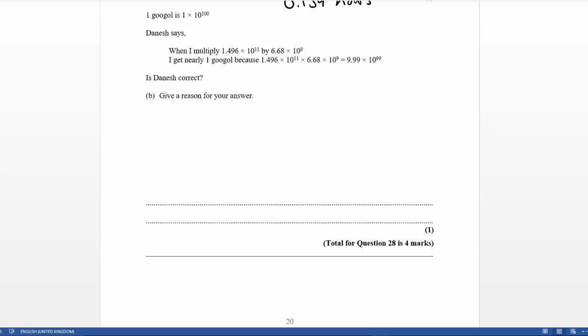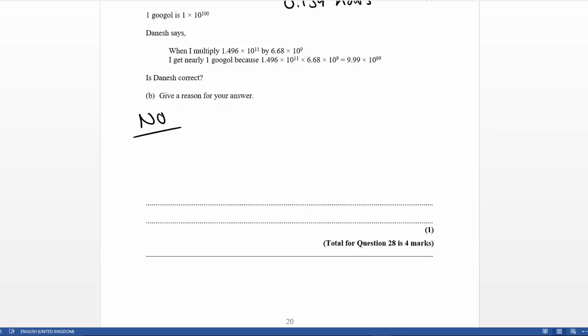1 Google is 1 times 10 to the power of 100. Dinesh says, when I multiply 1.496 times 10 to the power of 11 by 6.68 times 10 to the power of 9, I get nearly 1 Google, because 1.496 times 10 to the power of 11 times 6.68 times 10 to the power of 9 equals 9.99 times 10 to the power of 99. Is he correct? No.